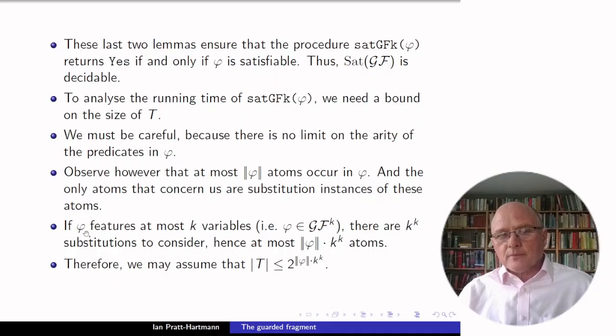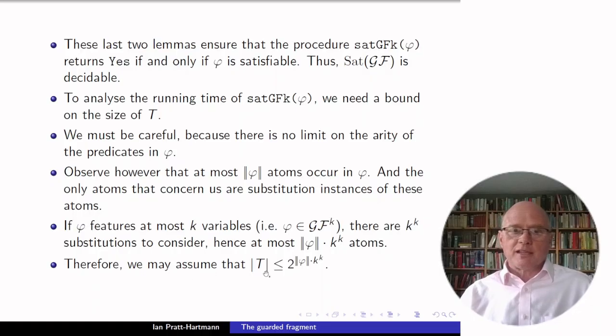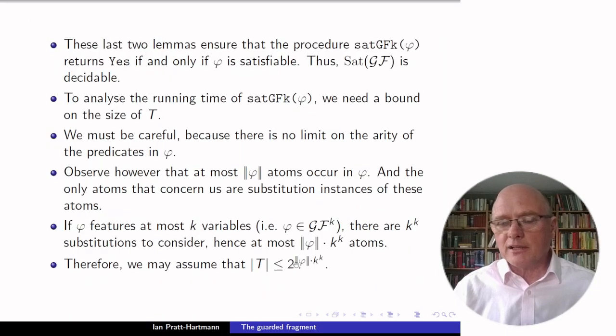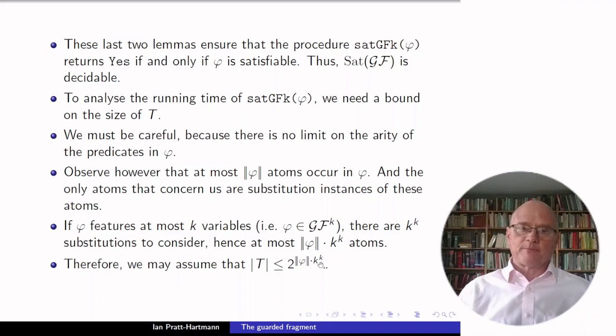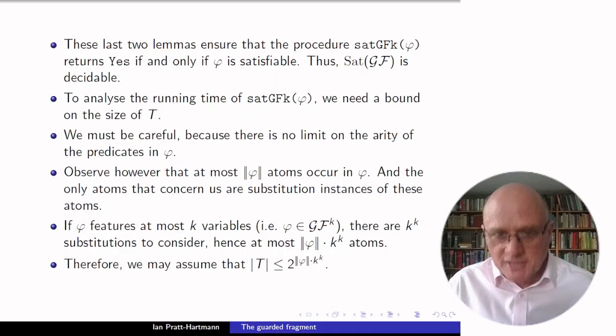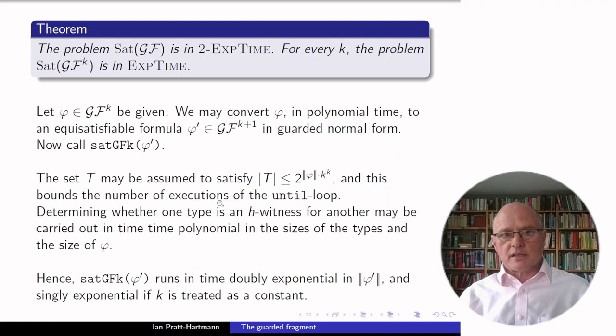So if phi features at most k variables, there are at most k to the k substitutions to consider, and hence at most the number of symbols in phi times k to the k atoms that we need to worry about. So the number of types is essentially bounded by 2 to the power of the size of phi times k to the k. That's the total number of atoms we ever need to consider. I'm sorry, the total number of types that we need to consider. So that's a bound on t, and let's have a look.